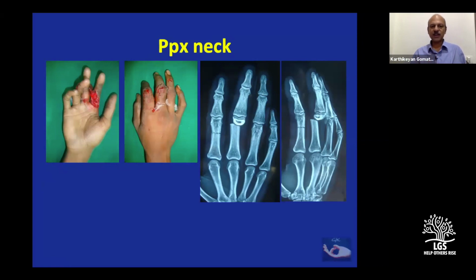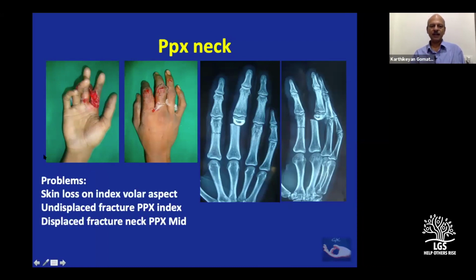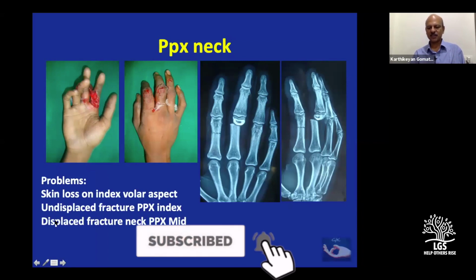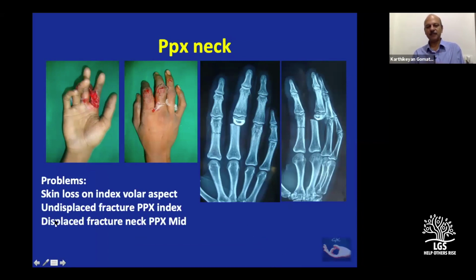For this patient, we had a dilemma whether we need to open the mid finger to fix this fracture. The index can of course be managed conservatively, but if you open this, we need to give a flap cover for the index finger also. So we decided to do a cross finger flap from the middle finger. So the problem, as I said, was the skin loss, the undisplaced fracture on the proximal phalanx of the index, and the displaced fracture on the neck of the proximal phalanx of the mid finger.